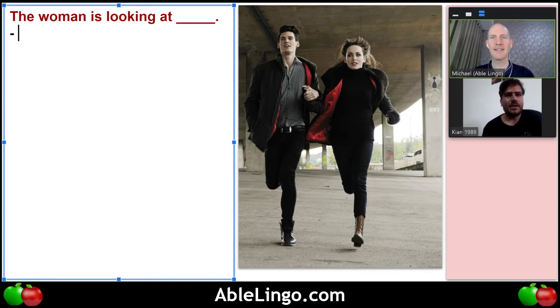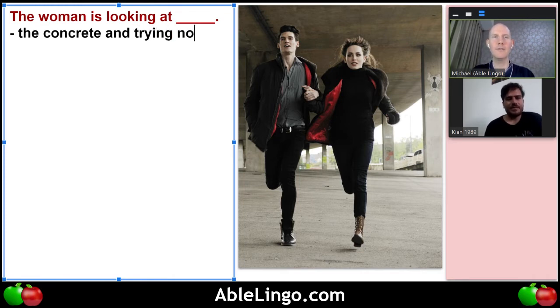Yeah. Maybe she's just looking at the road. Sure, or maybe the concrete, like the floor, and hoping, maybe trying not to fall down.